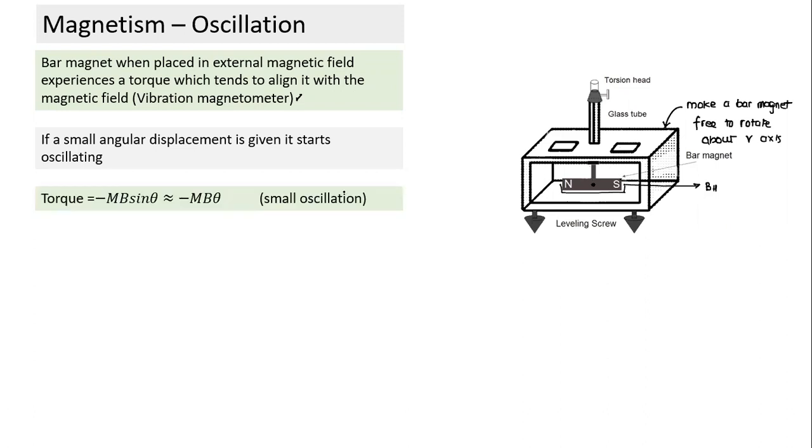If we give a small displacement theta, what torque will act, and how much will it be? Minus mB sine theta. Why are we writing minus here? To indicate that if I give an angular displacement in a particular direction, the torque will act opposite to theta. That's why I write a negative sign. And for a small displacement, the torque will be equal to minus mB theta.